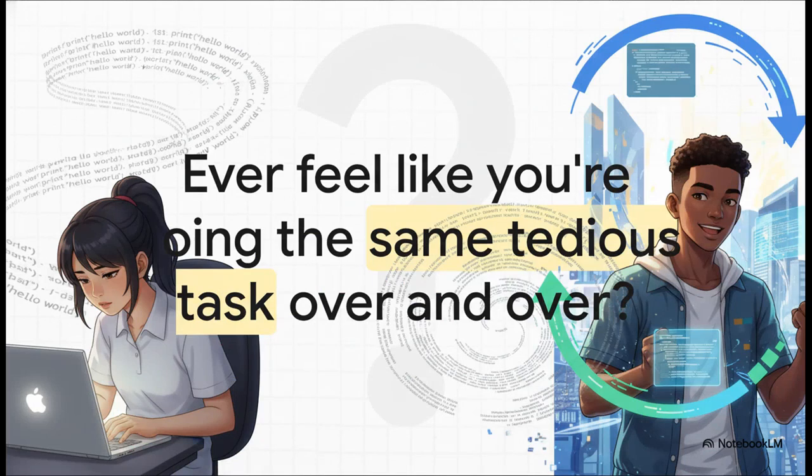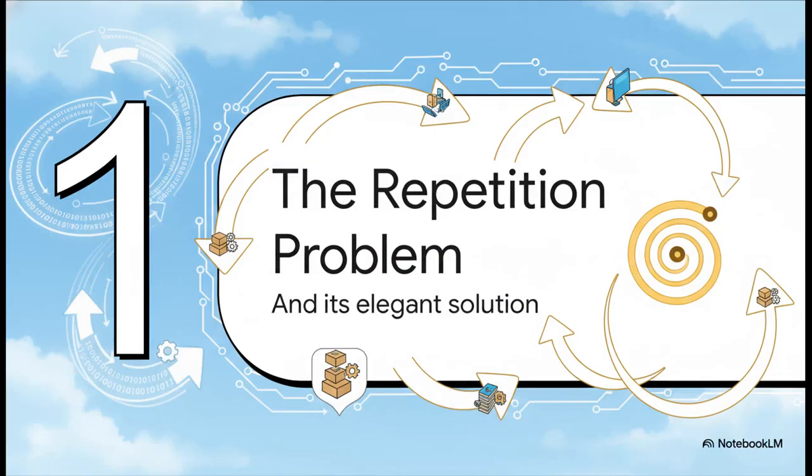You know that feeling, right? When you find yourself just copying and pasting the same line of code over and over and over again. It is tedious, it's boring, and frankly, it's a terrible way to code. But there is a much, much better way. So yeah, this whole issue, this mind-numbing repetition, it's a classic problem in the world of programming. The good news? It's a problem with a really, really elegant solution.